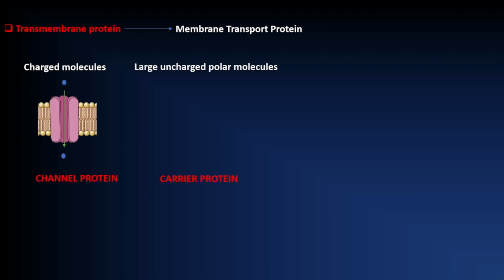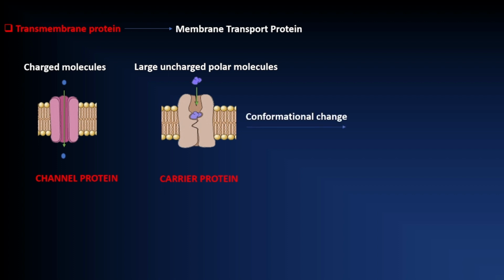Rather than forming open channels, carrier proteins selectively bind molecules and then undergo conformational changes that open channels through which the molecule to be transported can pass across the membrane and be released on the other side. Now the question is, how do the channel proteins or carrier proteins become selective to molecules? It occurs by cell signaling.